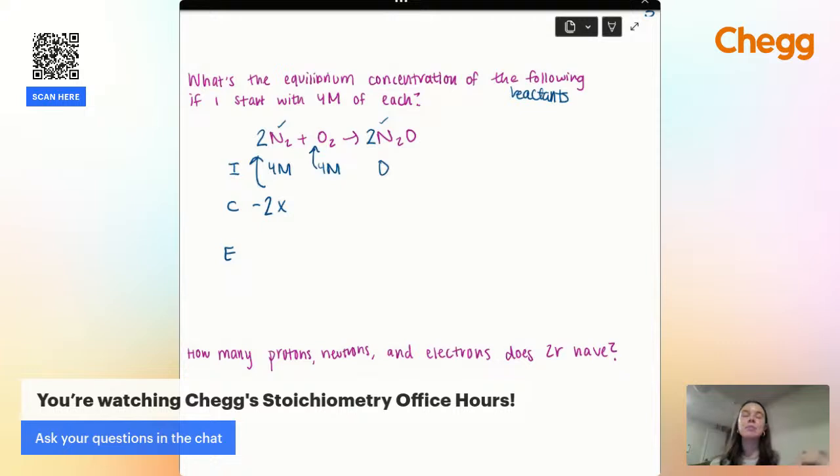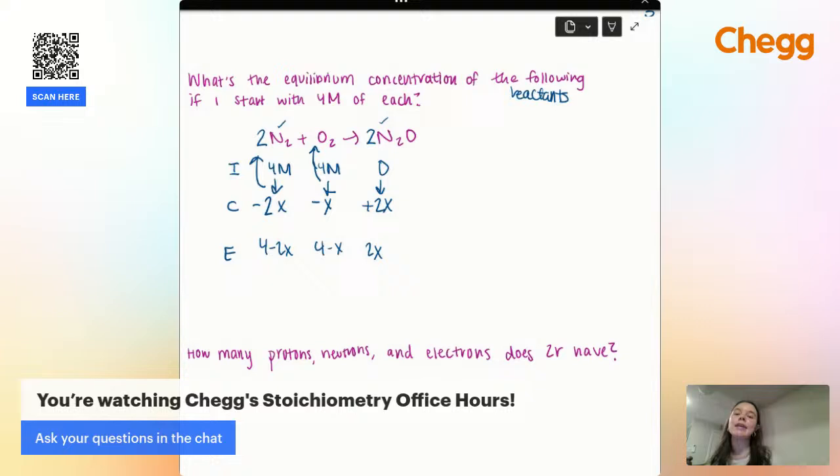Same with O2, it's being destroyed. It's a reactant. It's going to go away to create product. So we would do minus x because it has no coefficient, so no coefficient in our change. And then we're creating product. It's not going to stay at 0, so product's being created. We do plus 2x. And then we're going to do equilibrium, which just means we take all of these down and solve. So 4 minus 2x, 4 minus x, and then 2x.